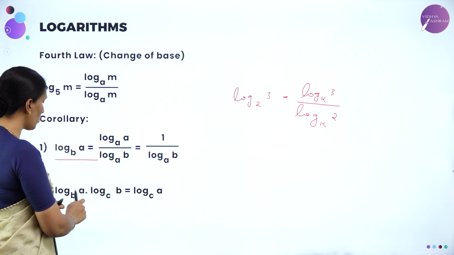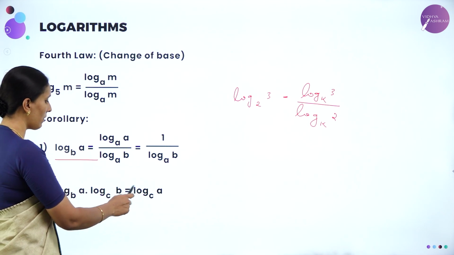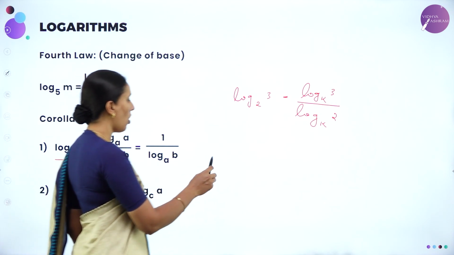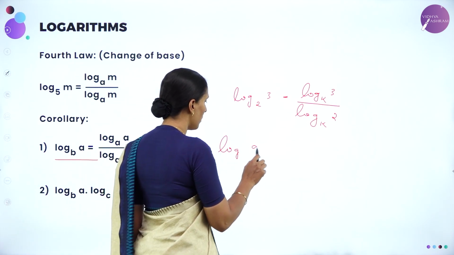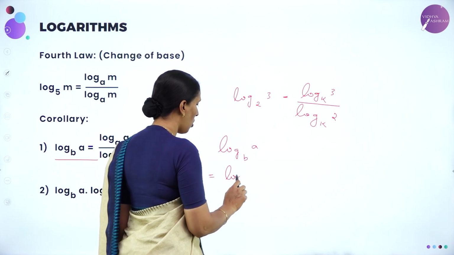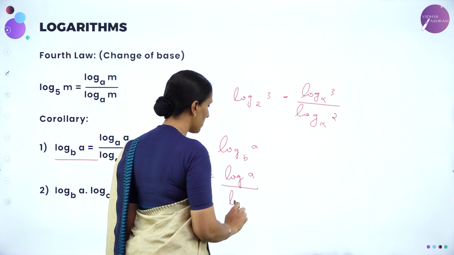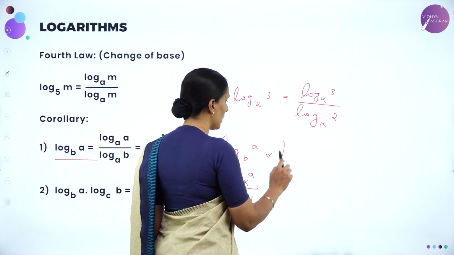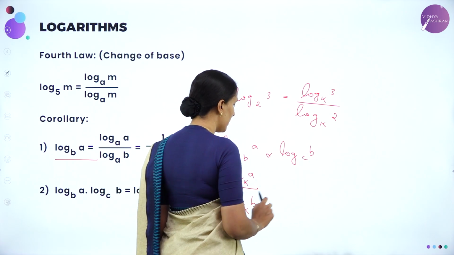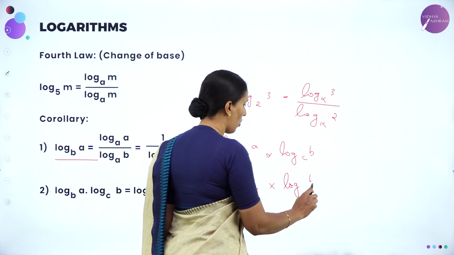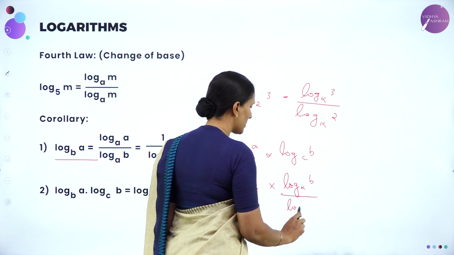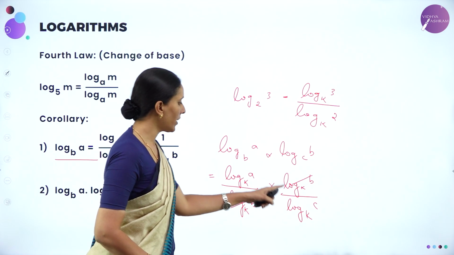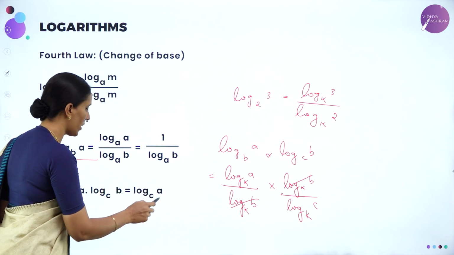Suppose we have log a to base b times log b to base c, then we can write this in the form of log a to base c. If we expand this, log a to base b can be written as log a by log b by making some constant k as a base. And similarly, log b to base c can also be written as log b to base k by log c to base k. So clearly these two get cancelled. We will get log a by log c, which can be written as log a to base c.